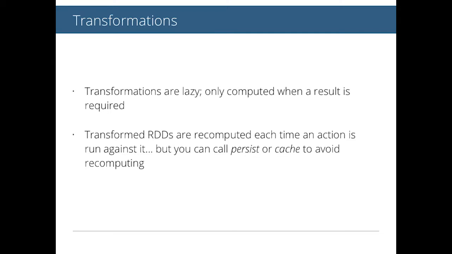RDDs are recomputed each time an action is run against them, but you can call persist or cache to avoid recomputing. I think this is easy to imagine, right? If you've got an RDD that you're looping through or reading more than once, you'll want to cache it to avoid recomputing it each time.